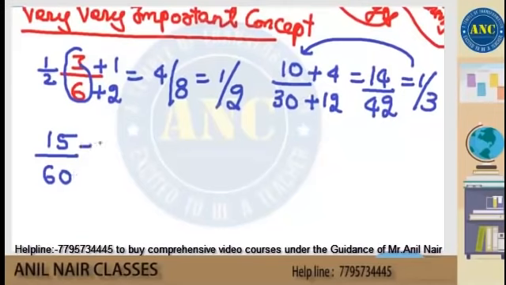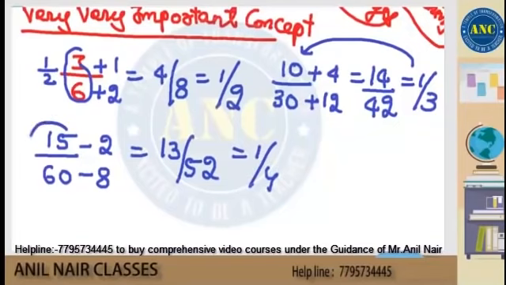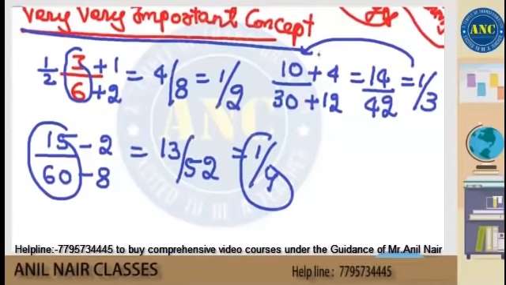15 by 60. So if I subtract 2 and 8, this will become 13 by 52. 13 by 52 is 1 by 4. The original is also 1 by 4. Very, very important concept. You should know it. 15 by 60 is 1 by 4. If I take any values which are in the form 1 is to 4, like 15 minus 2, 60 minus 8, 13 by 52, it is 1 is to 4.